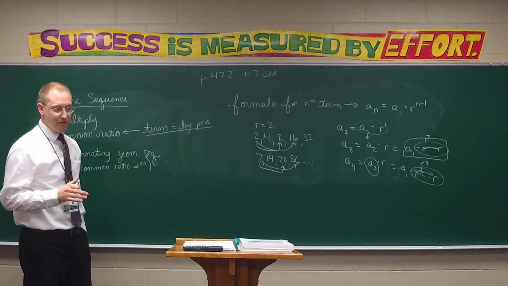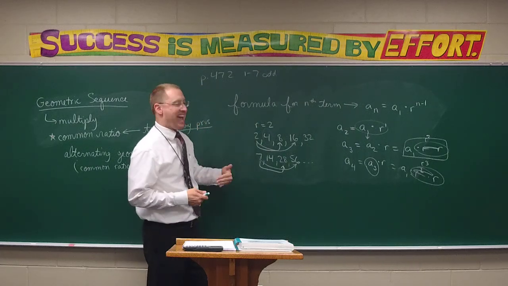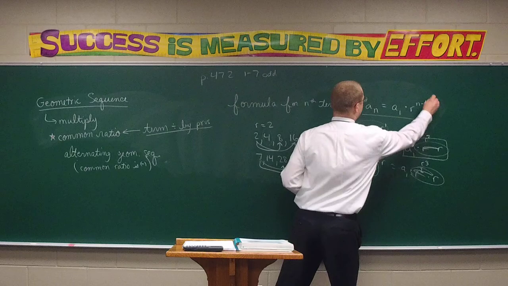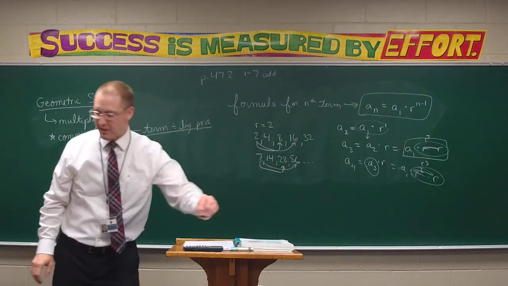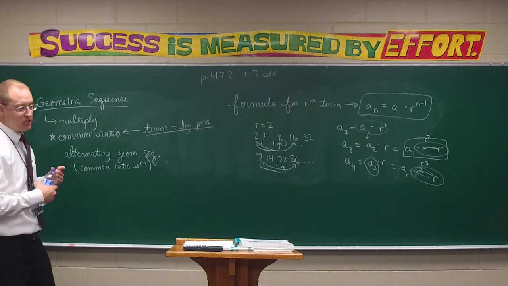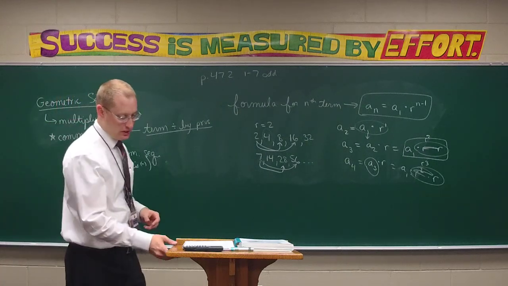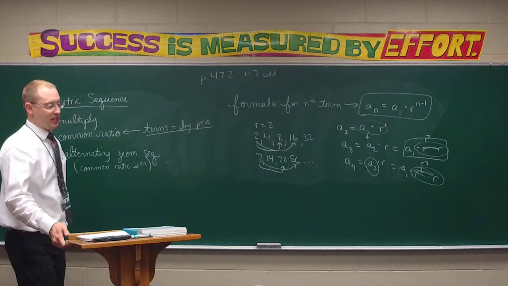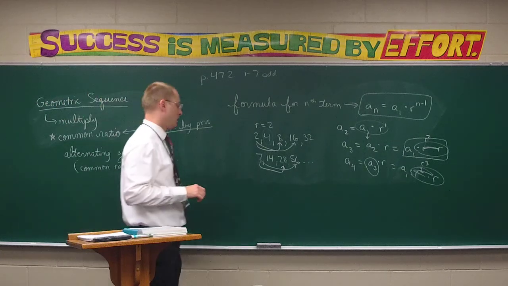Whatever term you're looking for can be found by taking the first term and multiplying it by the common ratio raised to the n minus 1 power, 1 power less than what we're looking for. Put that in your notes and then also put it on your formula page. This should be formula number 9, the geometric sequence formula. A sub n equals a sub 1 times r to the n minus 1.